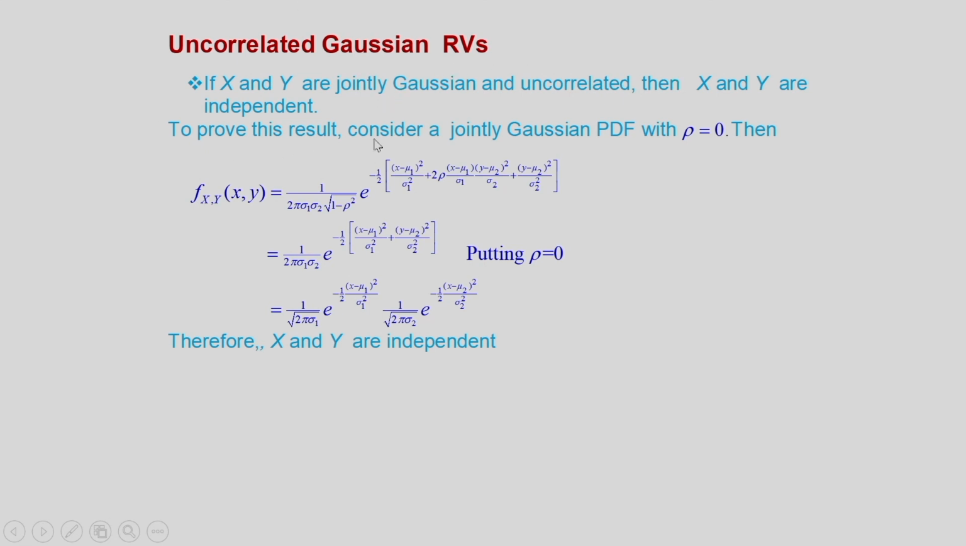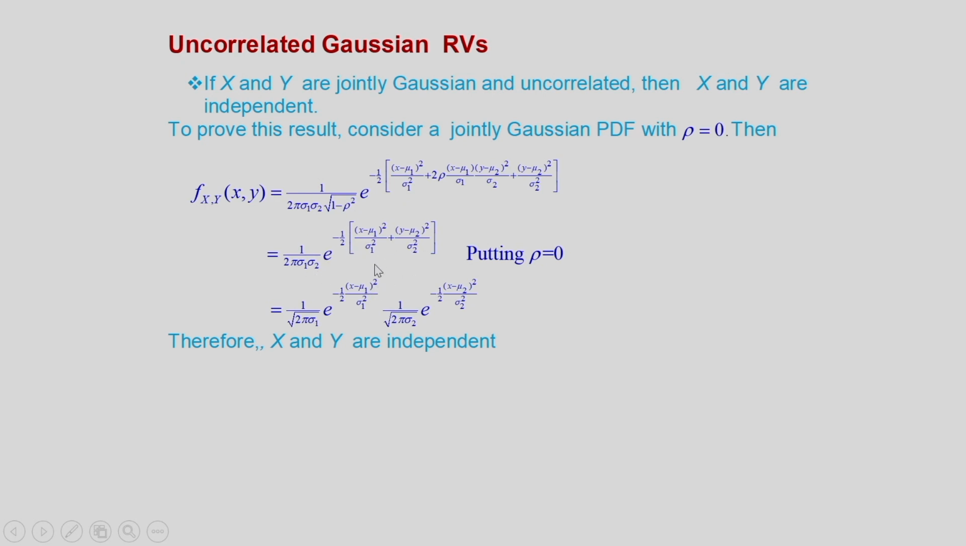To prove this result, consider a jointly Gaussian PDF with rho equal to 0. We know the jointly Gaussian density function is given by 1 by 2 pi sigma 1 sigma 2 into root over 1 minus rho square, into e to the power minus half of these quantities. Now, x and y are uncorrelated Gaussian, therefore rho is equal to 0. If I put rho equal to 0 here, this factor will be 1 only, and I get this expression.